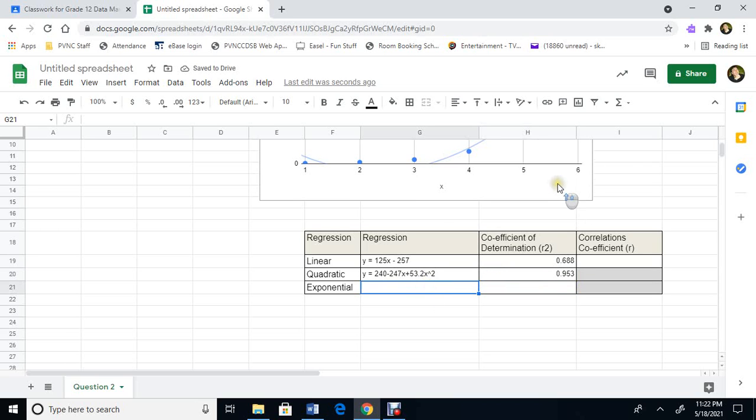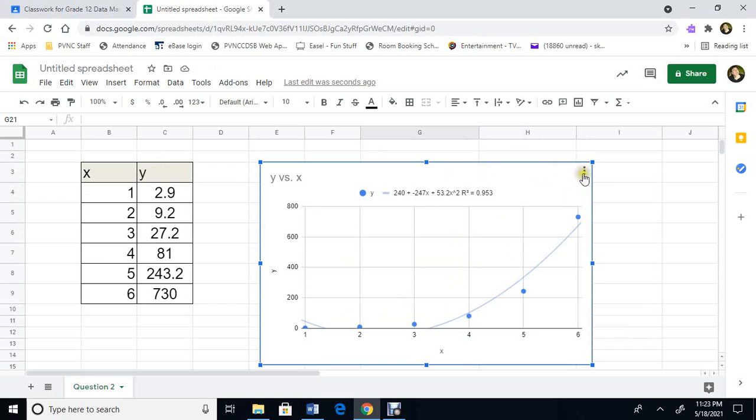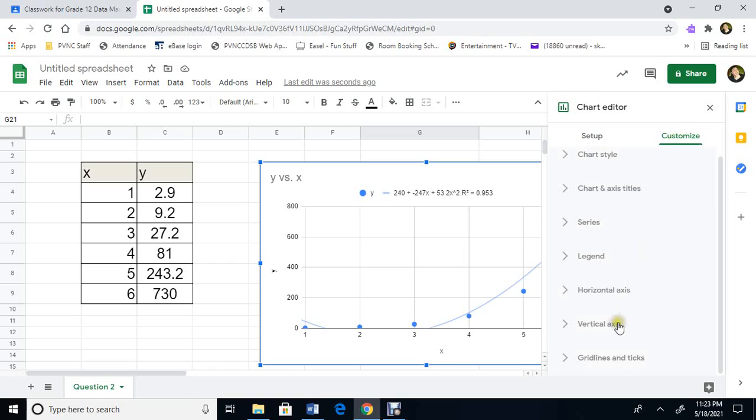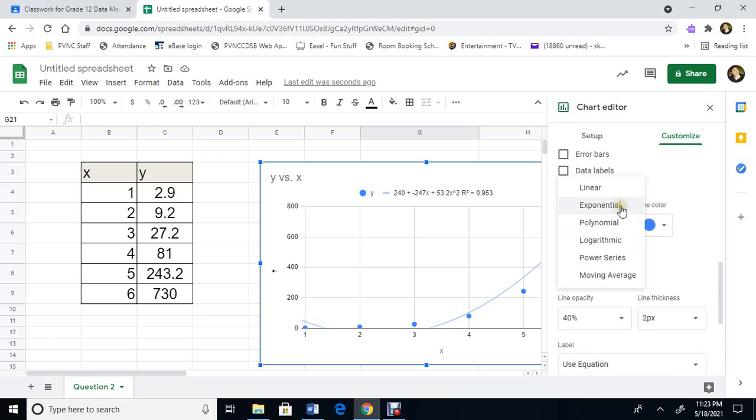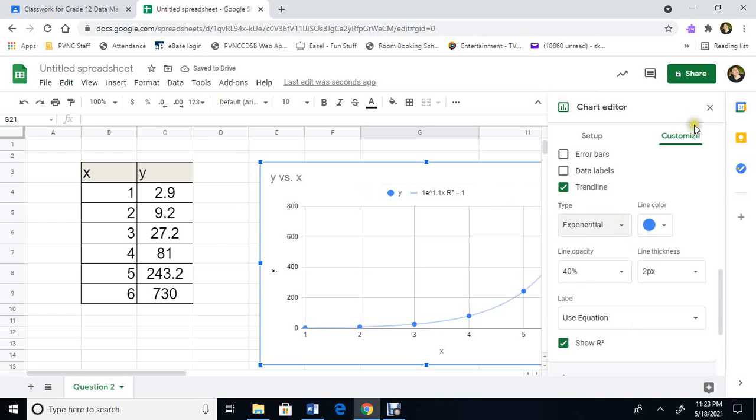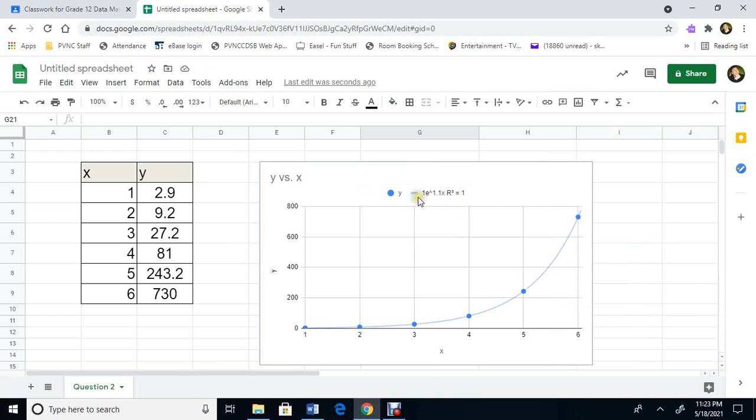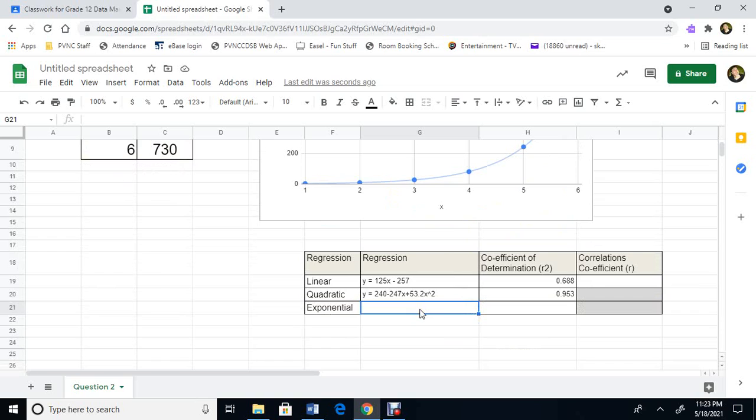Okay, for exponential, let's do that one next. So we go here, click on the three dots, and edit the chart. Again, I'll go to Customize, Series. I'm going to go down here, and instead of polynomial, we'll pick exponential. Okay, we can close this off. So let's see our exponential: 1e to the power of 1.1x. So y equals 1e to the power of 1.1x, and the 1.1x all goes to the top there.